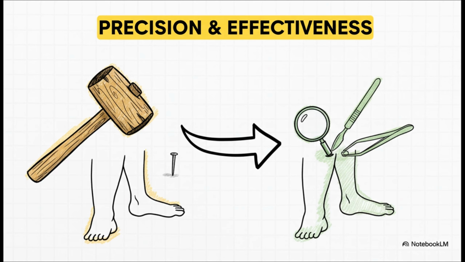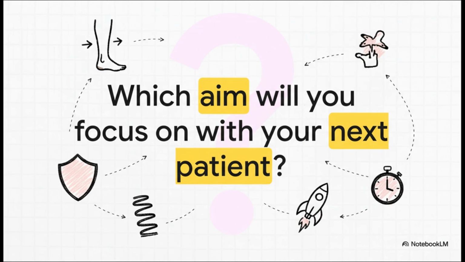And really, this is the ultimate takeaway. When you move beyond just thinking strength and you adopt this aim-oriented approach, your clinical reasoning just gets sharper. Your exercise prescriptions become way more precise, and at the end of the day, your patient care becomes so much more effective. So, I'll just leave you with this question to mull over. The next time you see a patient with a lower limb injury walk through your door, which of these 4 aims is going to be your top priority? Thinking this way, I promise, will fundamentally change how you approach rehabilitation.